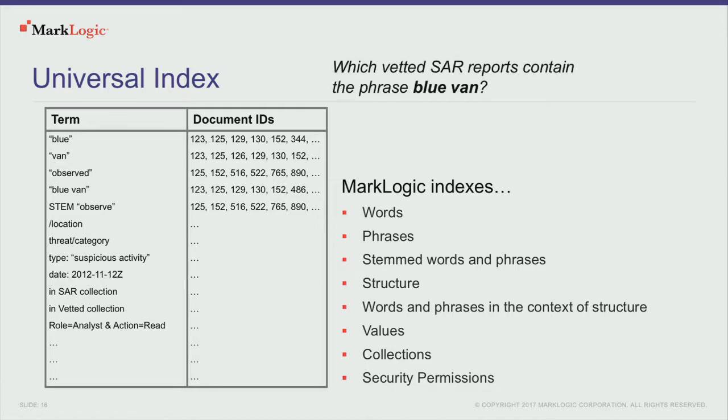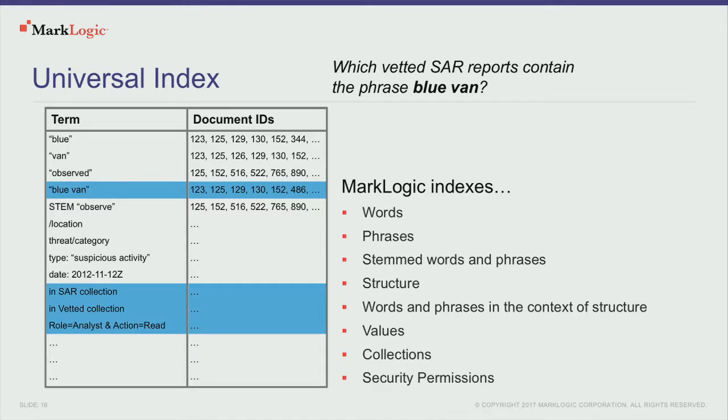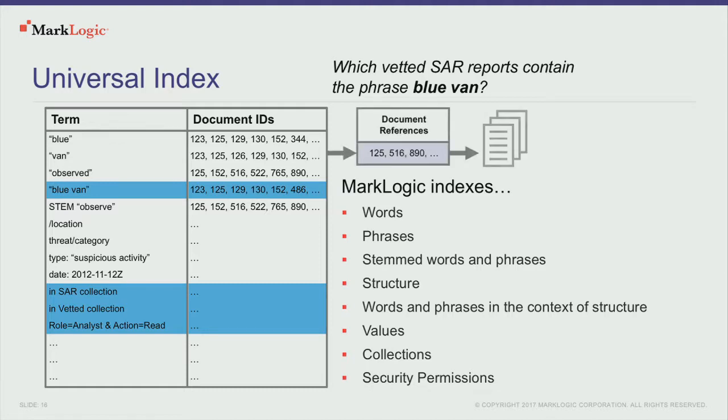So now what if we wanted to do a query, for example, which of the vetted SAR reports, so our suspicious activities, contain the phrase blue van? So how would this inverted index do that? Well, the first thing we do is we find the phrase blue van. We note the document IDs that phrase is found in. We want to get our suspicious activity collection, so all the documents that are in that collection, those that are vetted, and then, of course, always appending our security credentials at the end. And what we do with those is we just do an intersection of those document IDs. And that intersection is very fast.